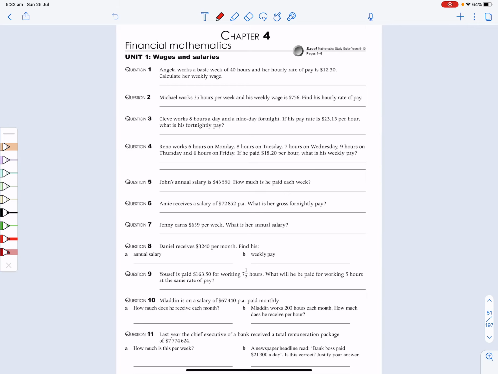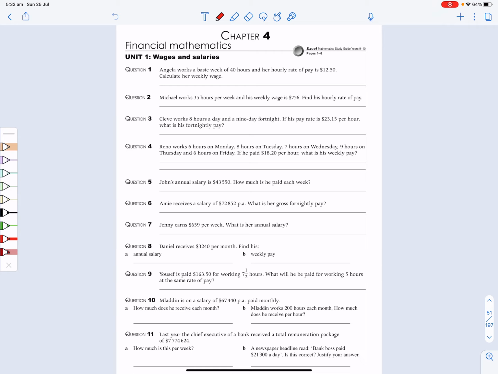Okay, so what we have now is financial mathematics, and this chapter is based on money, and all the principles associated with money and wages and salaries and commissions and that sort of thing. Let's have a look at Unit 1 now, wages and salaries. Angela works a basic week of 40 hours and her hourly rate is $12.50. Calculate her weekly wage. That's fairly straightforward.